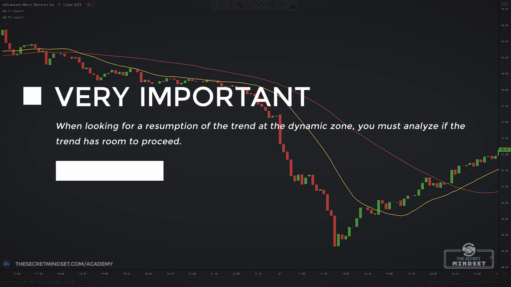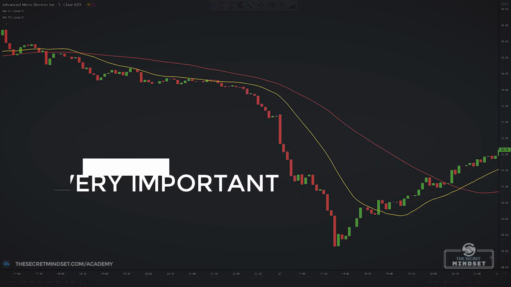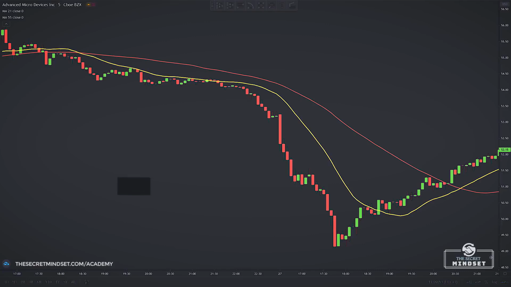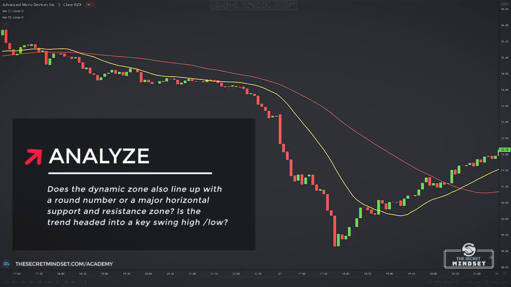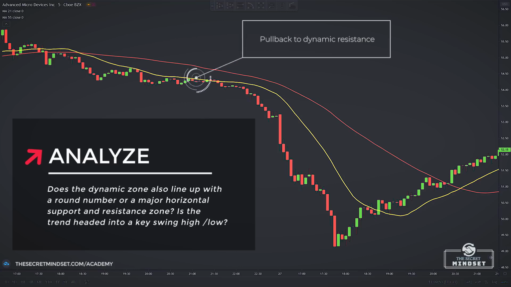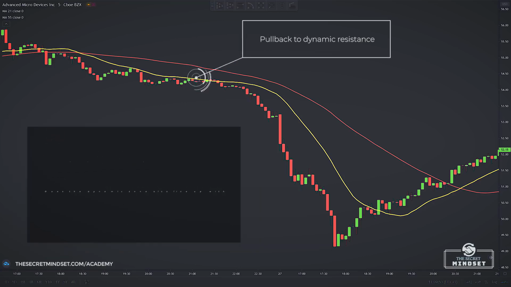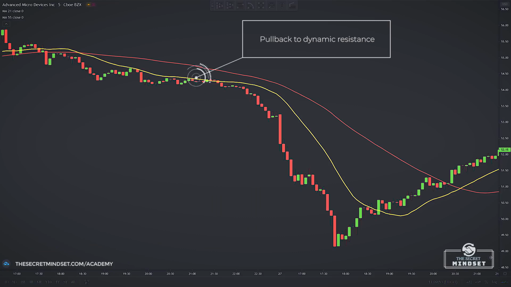Next, we need to add other aspects into our analysis. As said before, when looking for a resumption of the trend at the dynamic zone, it helps to analyze if the trend has room to proceed. Does the dynamic zone also line up with a round number or a major horizontal support or resistance zone? Is the trend headed into a key swing high or low? Answering these questions will help you to build an overall understanding of the market and can help give important signs to fine-tune your entries and exits.